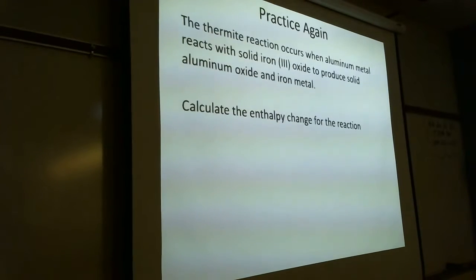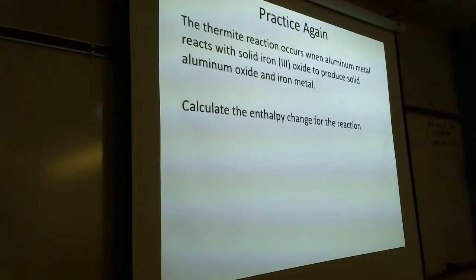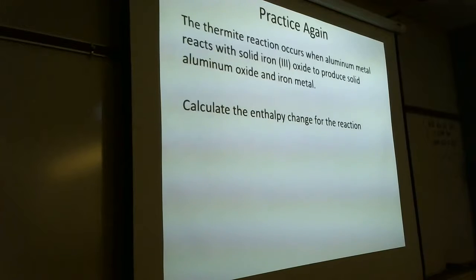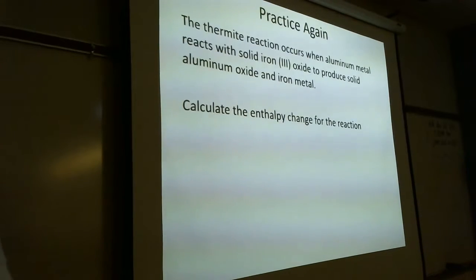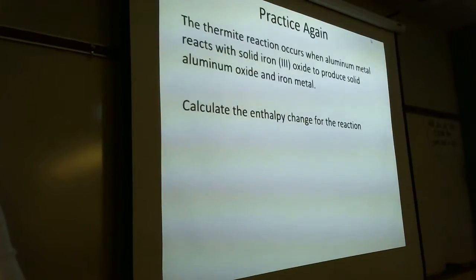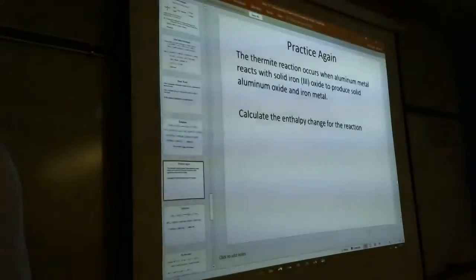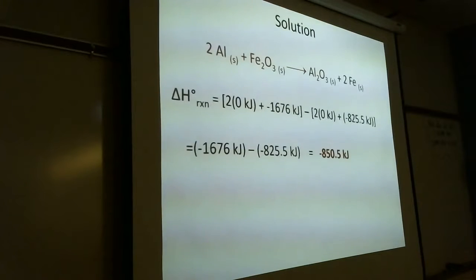Okay, do this one. The thermite reaction occurs when aluminum metal reacts with solid iron 3 oxide to produce solid aluminum oxide and iron metal. What's the enthalpy change for this reaction? I'll let you think about that for a minute. All right. What kind of reaction is this? That would be single displacement, right? So there's the reaction, and it's delta H.